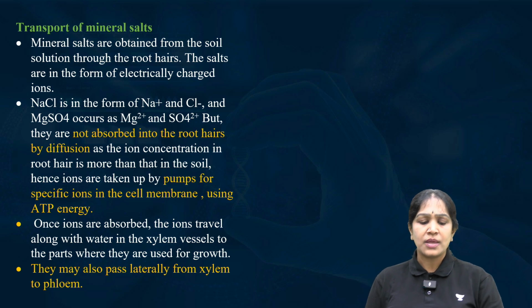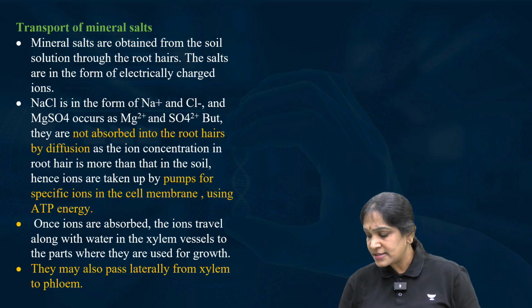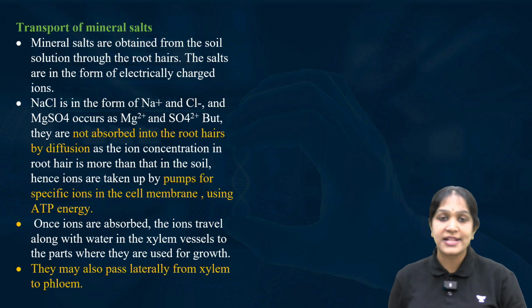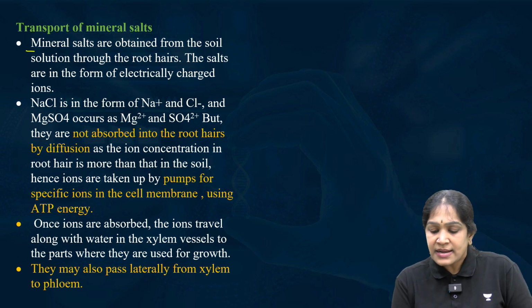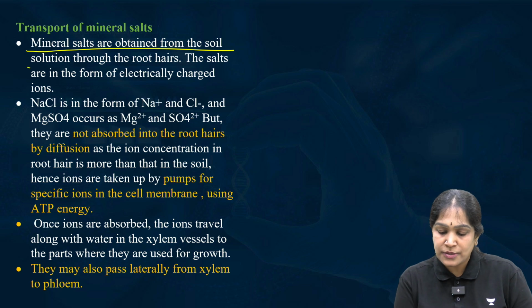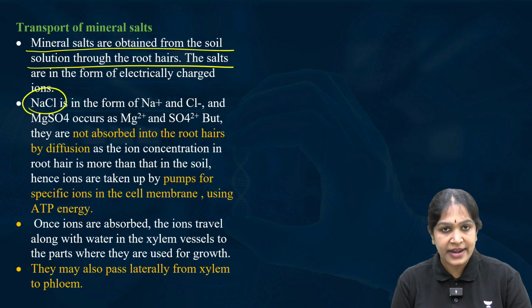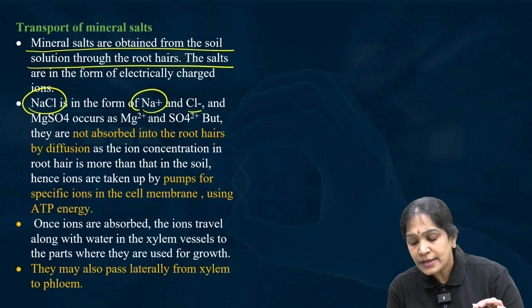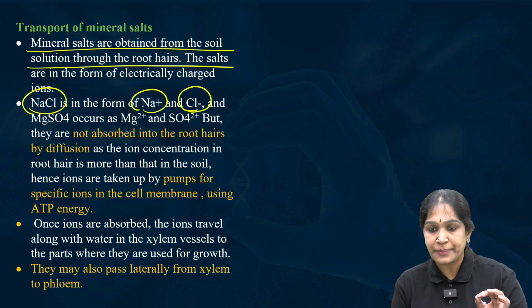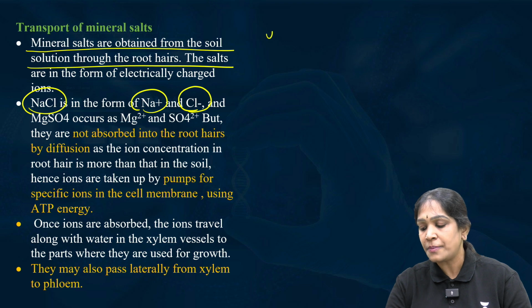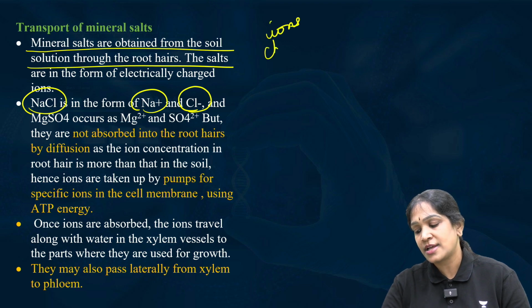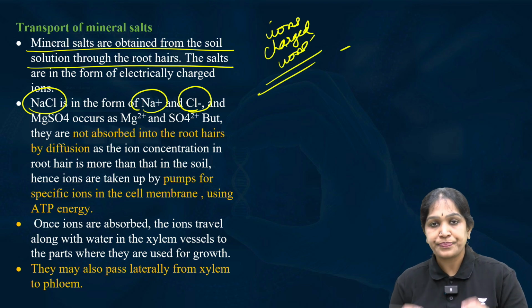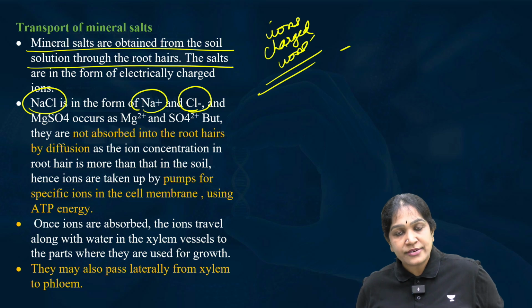Right. Now, transport of the minerals. Let us see how the minerals get transported. The mineral salts are obtained from the soil solution through root hairs. For example, sodium chloride will be absorbed in the form of sodium and chloride ions. It means minerals are absorbed in the form of ions, charged ions. Fine.